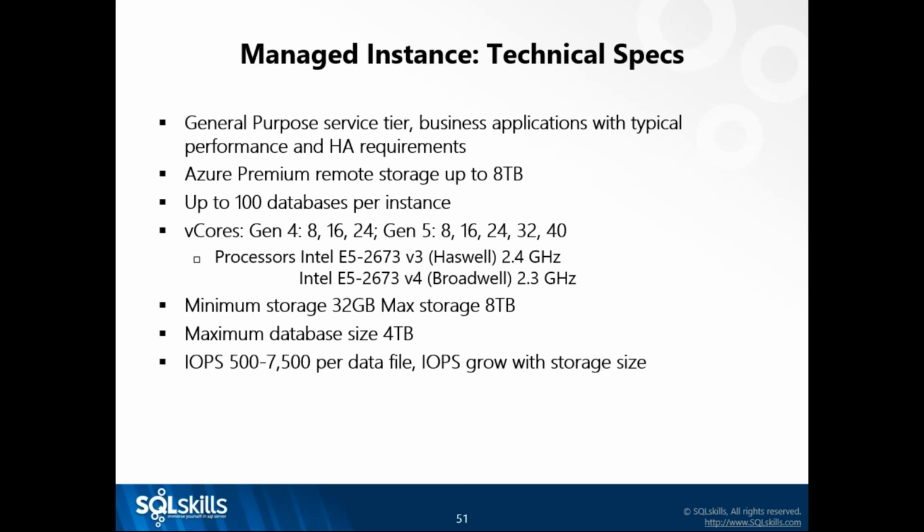This also falls back into that vCore pricing. So this is where we actually get to see where it's been published, the types of processors and things that are available. So we have a general purpose tier. So that's your business applications with your typical performance and high availability requirements. So there's Azure Premium Remote Storage up to 8 terabytes currently in public preview. They say up to 100 databases per instance.